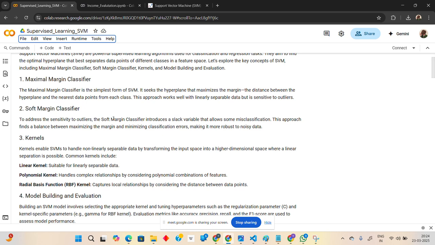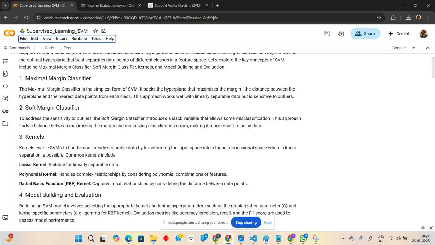First of all, let us explore the key concepts of SVM. The key concepts include the maximal margin classifier, the soft margin classifier, kernels, and model building and evaluation. How exactly we can make use of this SVM algorithm, also with some explanations.